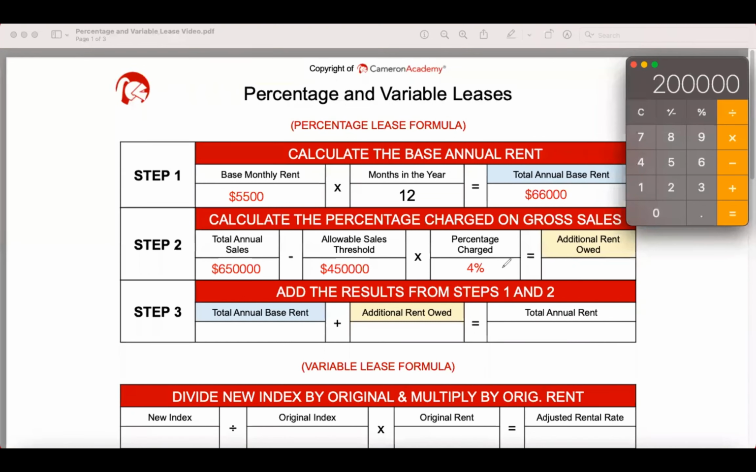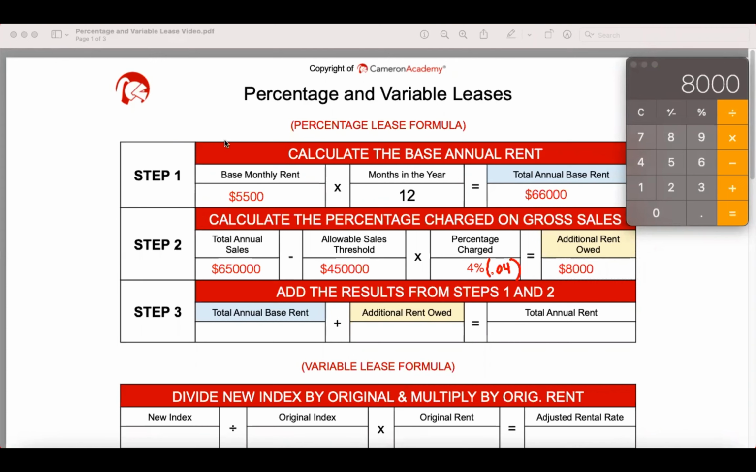Just so we're clear on this, 4% is the same thing as 0.04. If you want to convert it to decimal to make your life a little bit easier, then you can go ahead and do so. So you can take this total sales of 200,000 and multiply by 0.04, and you find out that we have an additional rent for the year of $8,000.